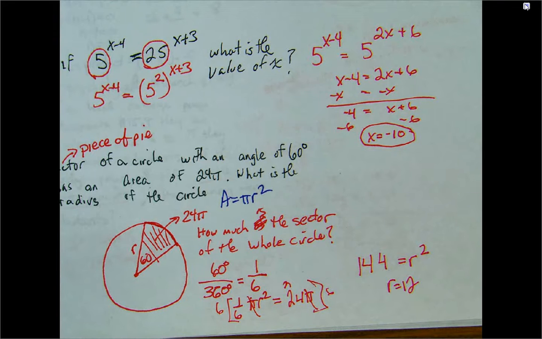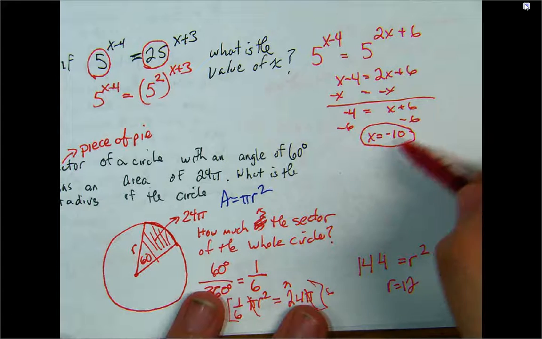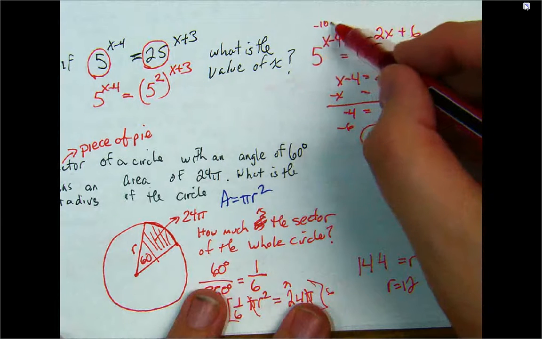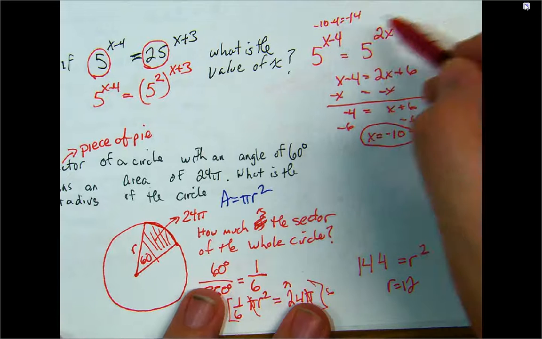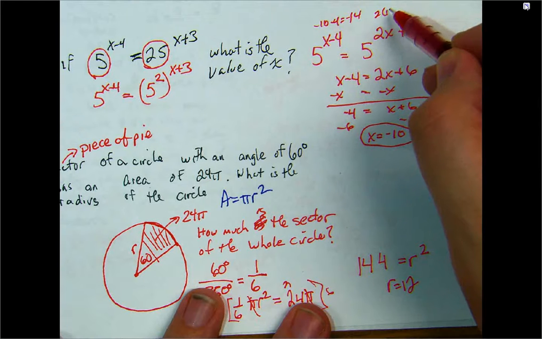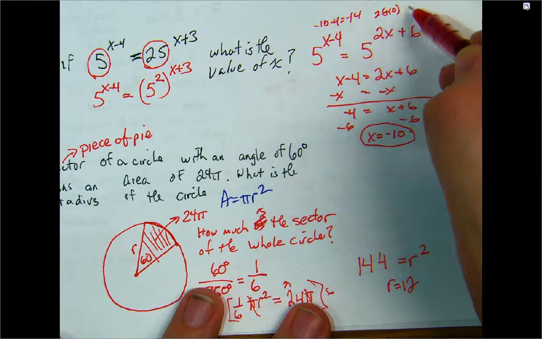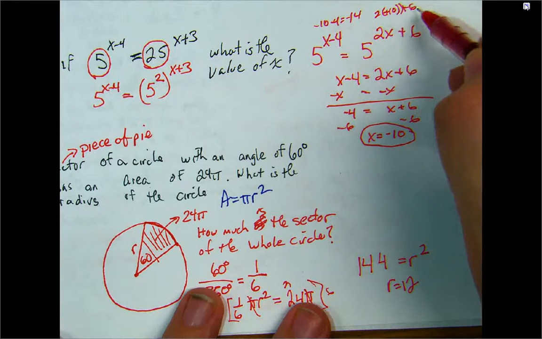And if you dump it back in here, you get negative 10 minus 4 is a negative 14. You get 2 times negative 10 plus 6. That's negative 20 plus 6, which is negative 14. So it ends up being 5 to the negative 14 is equal to 5 to the negative 14.